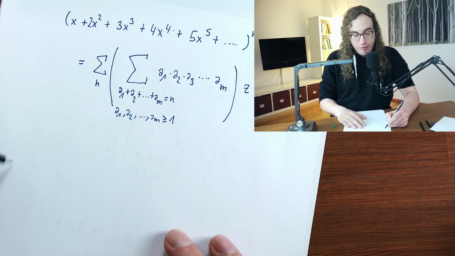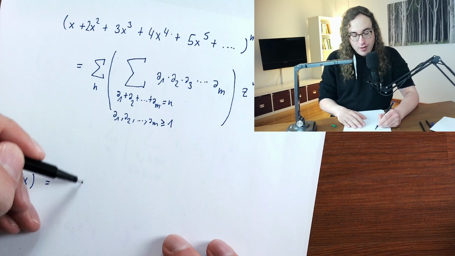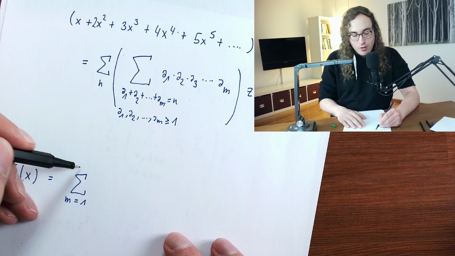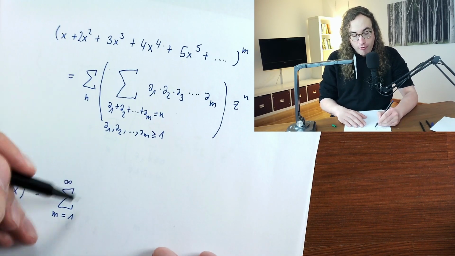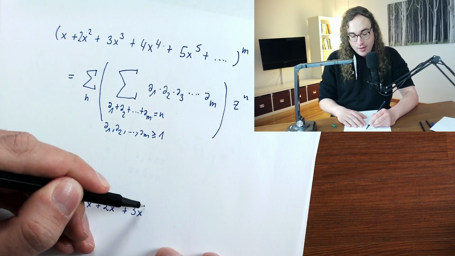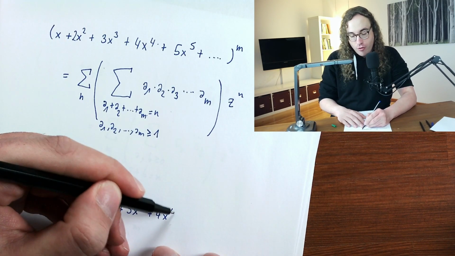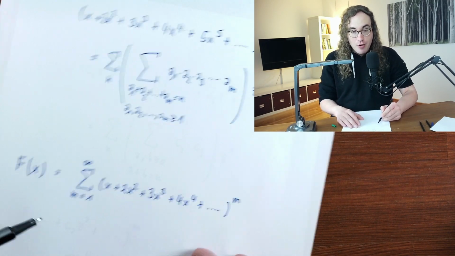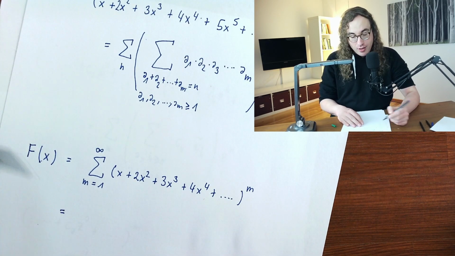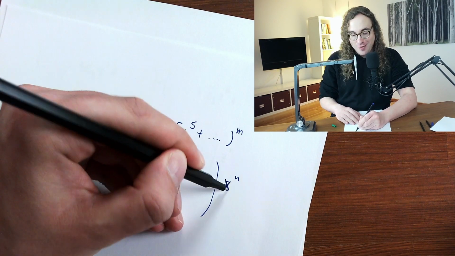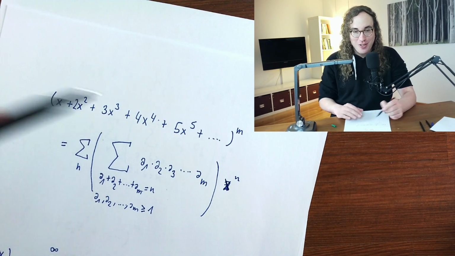So let me consider the following function. I define f of x to be the sum from m starting from 1 to infinity of x plus 2x squared plus 3x cubed plus 4x to the fourth and so on to the nth. I just noticed that I wrote a z here where it should be an x. Apologies, the variable is called x.